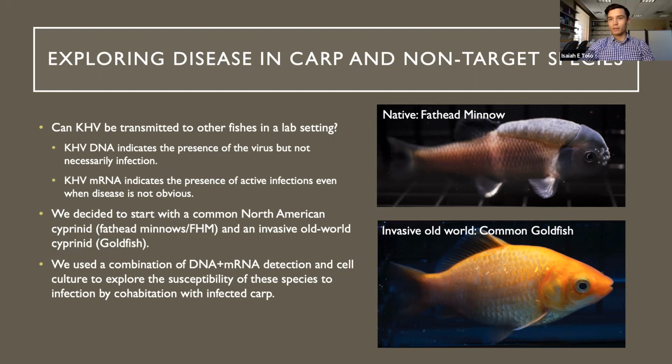So we don't know whether detecting the virus in those fish that don't have any sort of disease means that they're actually infected. So we use a secondary test that looks for an intermediate step called mRNA that really tells us whether the virus is replicating or not.